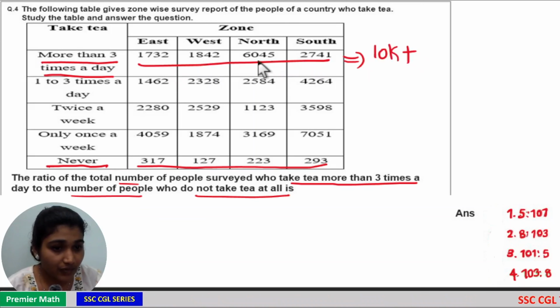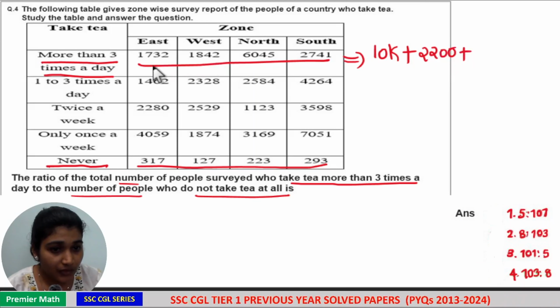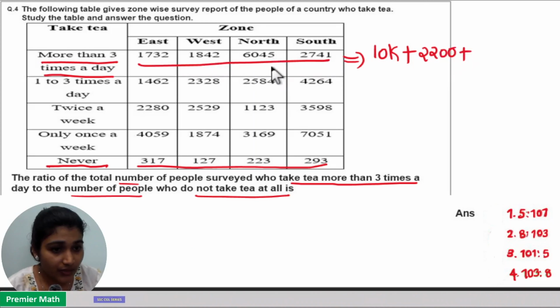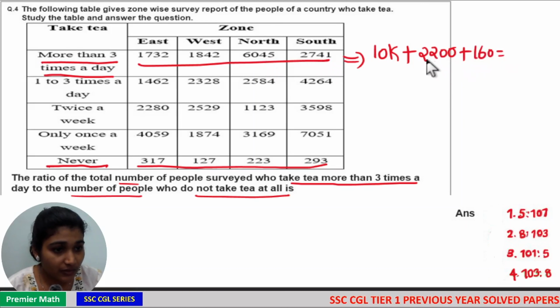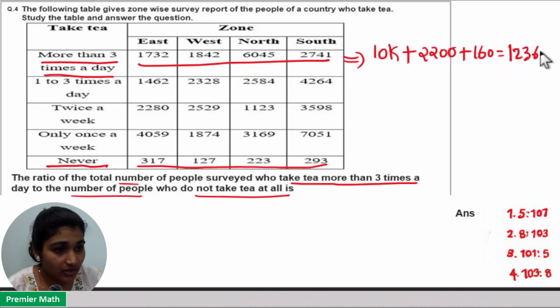Here, the first sum is equal to 2000 plus 6000, 8000 plus 2000 is 10,000, plus 700 plus 800, 1500, 1500 plus 700 is 2200, plus 32 plus 42 is equal to 74, 74 plus 6 is equal to 80, 80 plus 80 is equal to 160. Now the sum is equal to 2200 plus 160 is equal to 2360. So 10,000 plus 2360 is equal to 12,360.